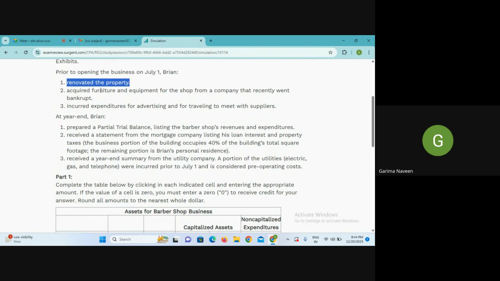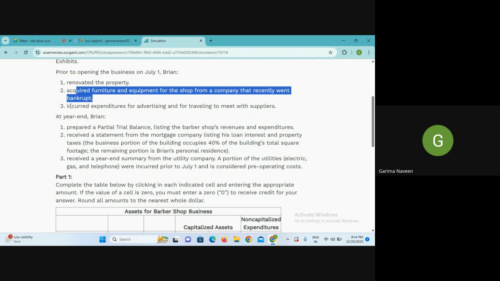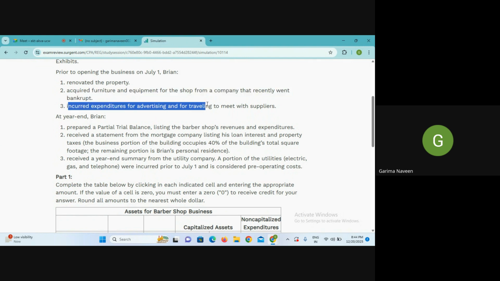Because if the property is being renovated, meaning you are doing certain modifications to the property, there may be chances that the cost will be capitalized or maybe expensed. Acquired furniture and equipment, incurred expenditure for advertising and traveling to meet with suppliers. And at the year end, he is preparing a partial trial balance listing the barber shop's revenue and expenditure.